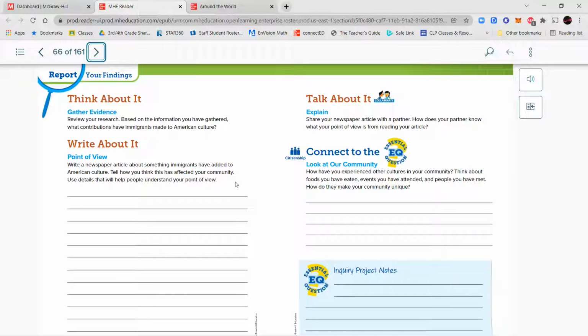And then on the last page, where it says connect to the essential question, have you experienced other cultures in your community? Think about foods you've eaten, events you've attended, and people that you've met. How do they make your community unique? So please use lots of examples here and give lots of detail in your answers.